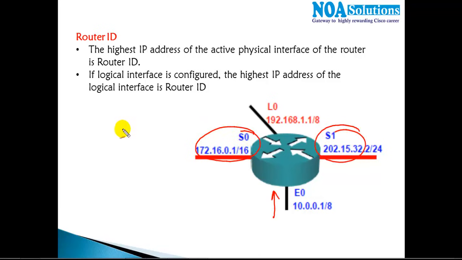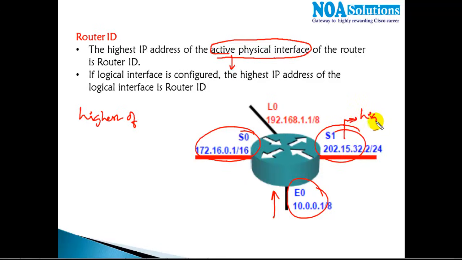From whatever interface you are coming, it's going to by default take the highest IP of the active physical interface. Here I've got 3 physical interfaces, S0, S1 and E0. Out of these 3, which is the highest? This S1 is the highest, so this will become the router ID. Assume that this interface is not there. Then it's going to take the highest IP of the remaining interfaces, which means this will be the router ID. So that's the default selection process the router is going to follow.